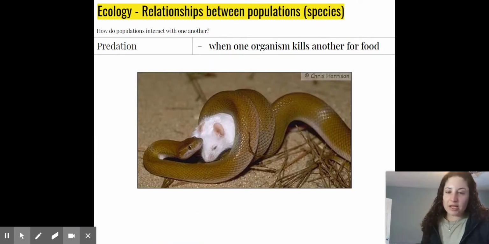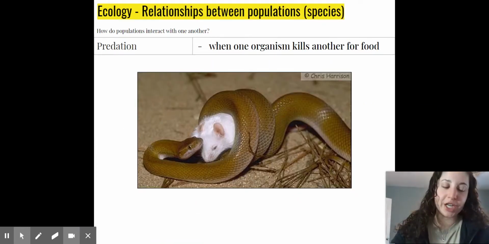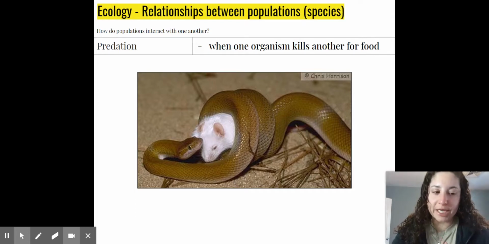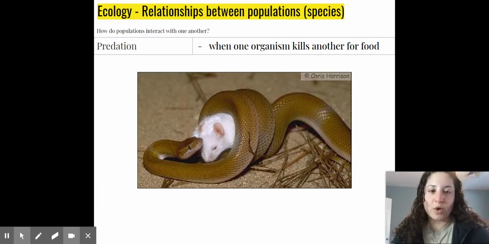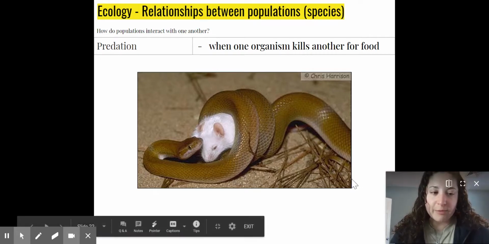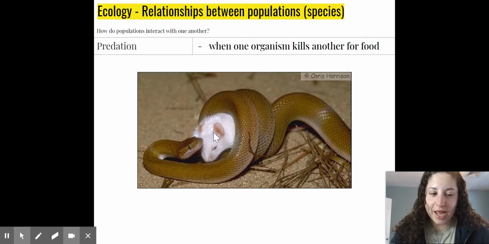So now we're going to be talking about different relationships between different species. So one you might be familiar with is predation. So this is when one organism kills another organism for food. So this is predator and prey relations. So the snake is your predator, the mouse is the prey. The snake kills the mouse to eat the mouse.